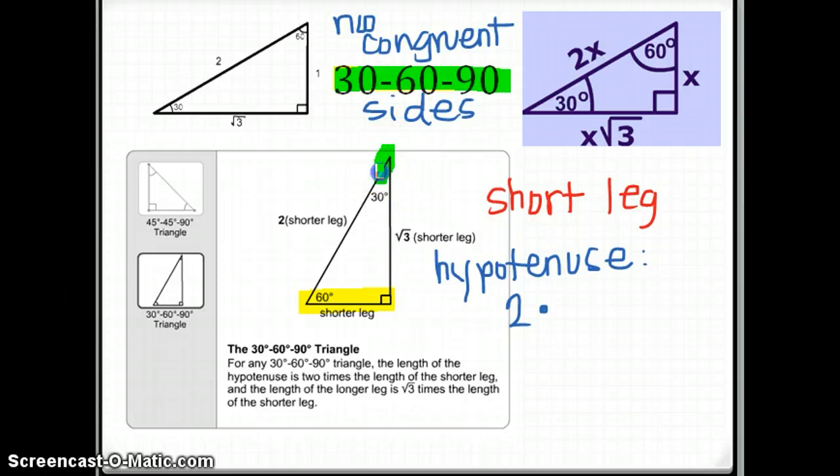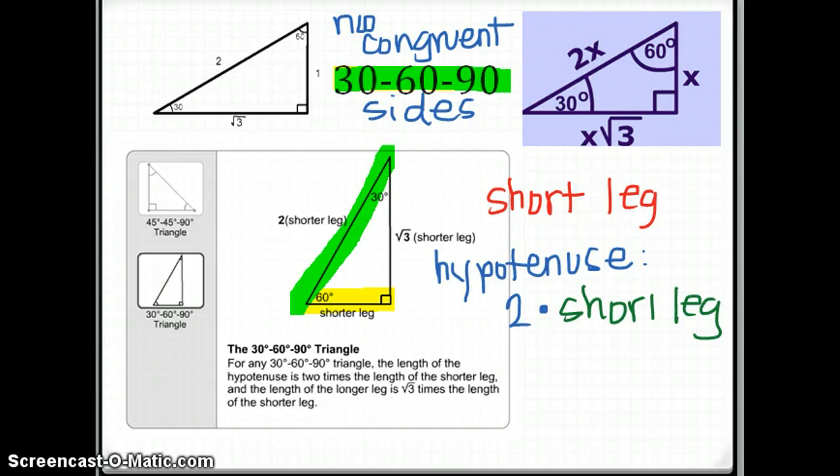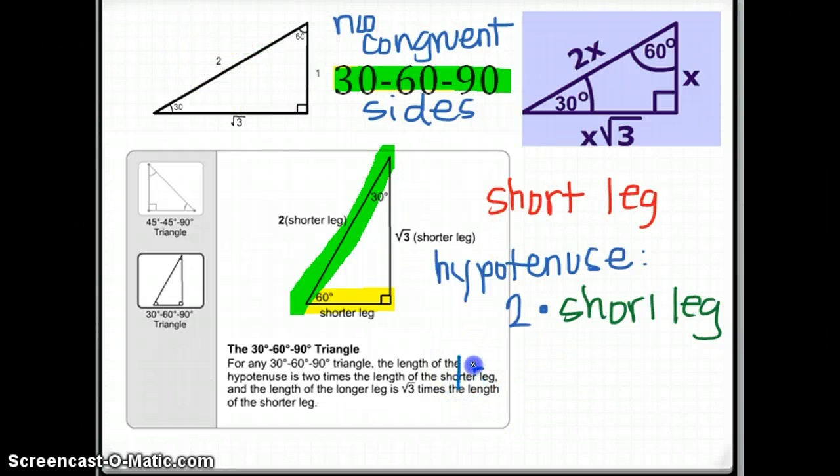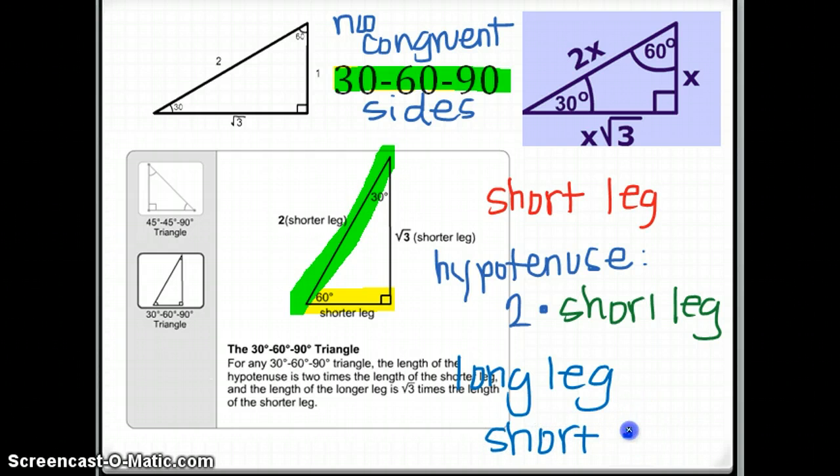And you can see that relationship in green. So I'm going to do 2 times the short leg. Then our last measurement, just like we had a radical before, our long leg now is going to be the short leg measure times radical 3.